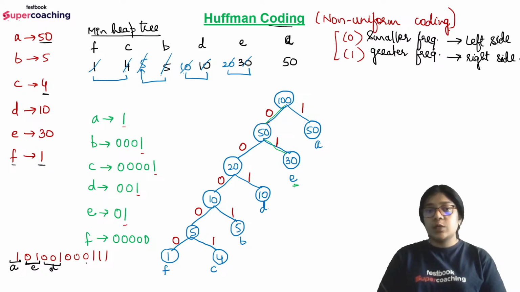000 से कुछ नहीं बनेगा. It should end with 1. 0001. This is the code for B. And then I'm getting single 1, single 1. So this is for A. So the ultimate encoded message is decoded and it comes out to be A, E, D, B, A, A.